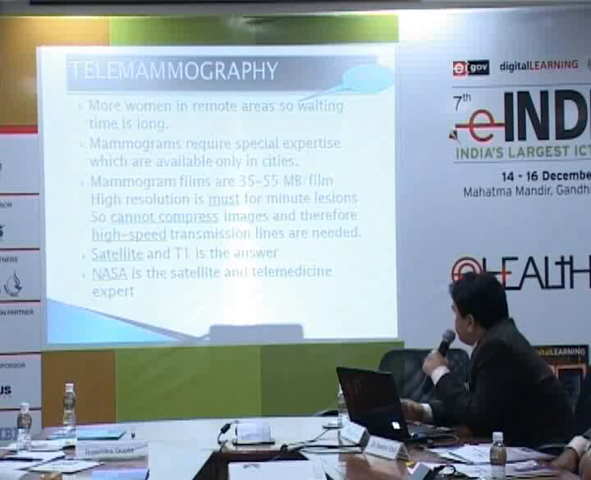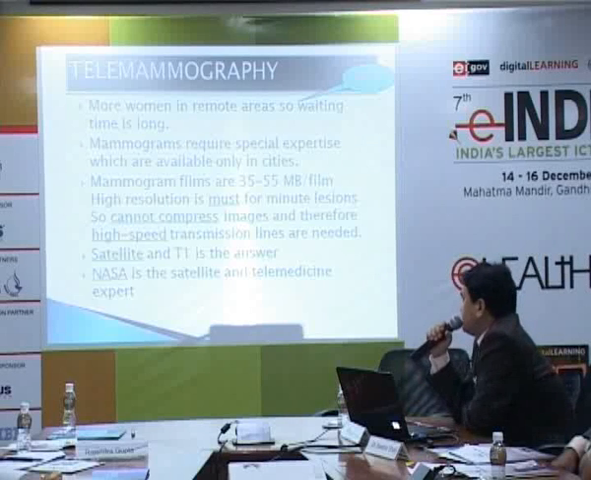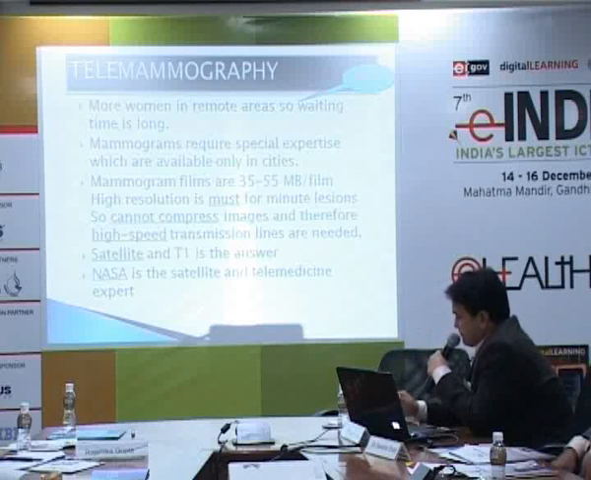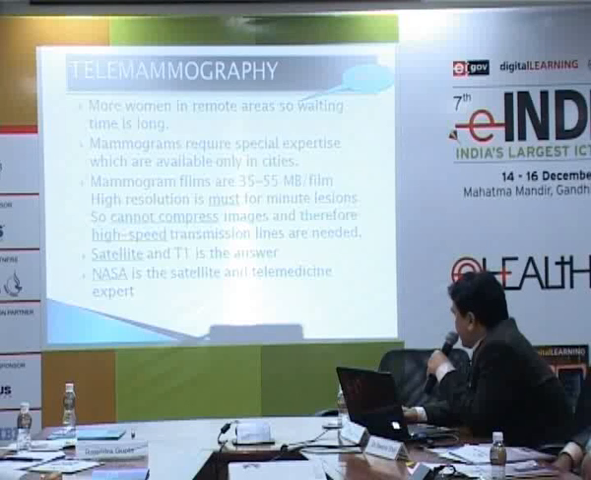Telemammography. As we all know, breast cancer is very prevalent all over the world, and among women, the population in the remote areas is very high. So the waiting time for mammography is very long. Mammograms also require special expertise, which is very rare in the rural and remote areas. High resolution is a must for minute lesions, so we cannot compress the images, and therefore high speed transmission lines are needed.